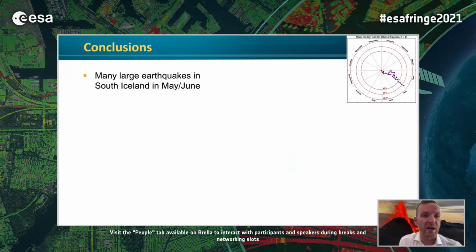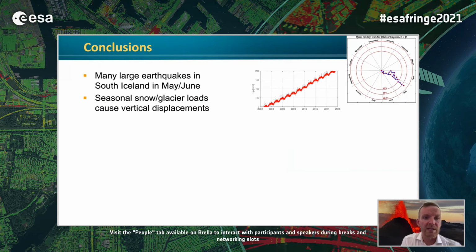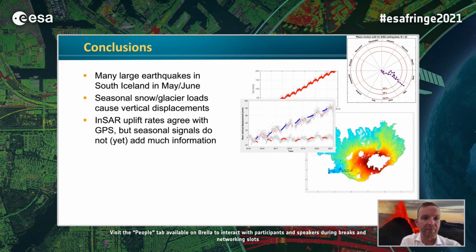Many large earthquakes occur in South Iceland in May and June. Seasonal snow and glacier loading cause clear vertical displacements. InSAR rates agree, but we don't really yet have added information from InSAR for this particular project, although we have a lot of other interesting information from it.